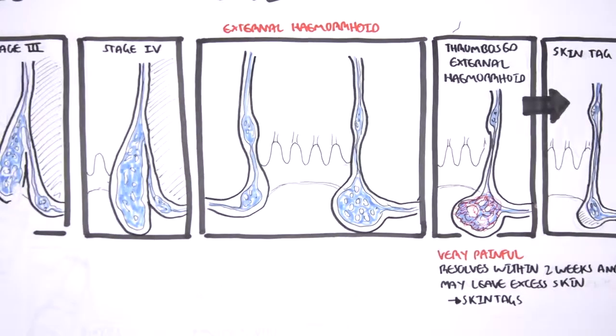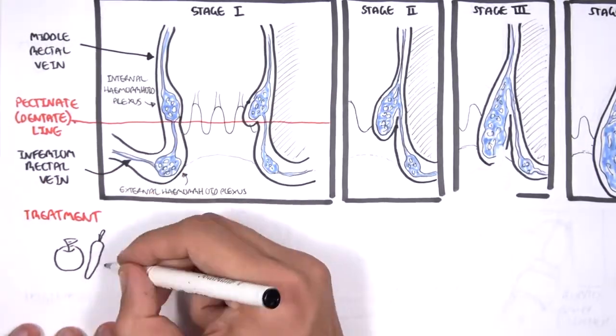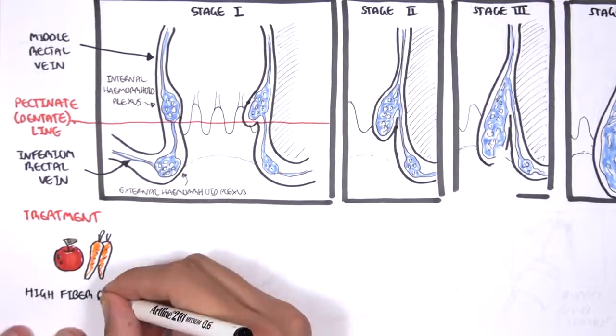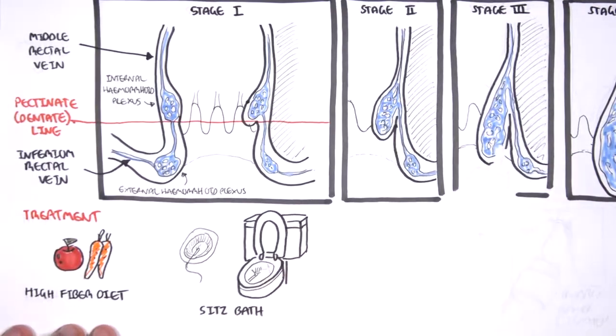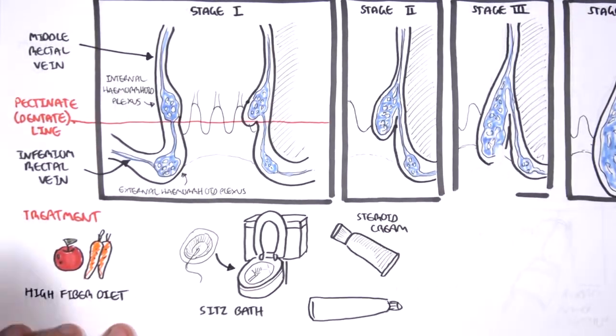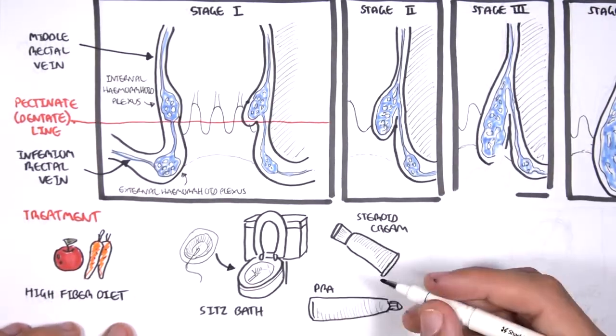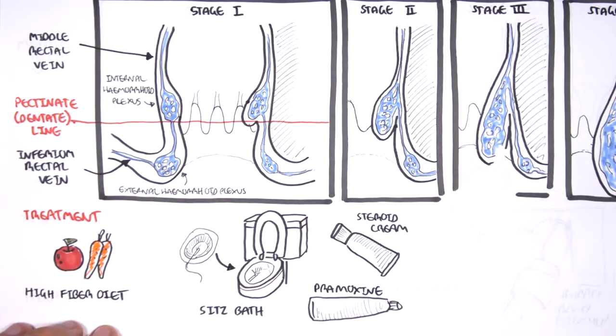So let's look at treatment now. Treatment for stage 1 and 2 internal hemorrhoids consists of high fiber diet, a sitz bath, and a sitz bath is a warm, shallow bath that cleanses the perineum, which is the space between the rectum and the genital area. Steroid creams and pramoxine can also be used. Pramoxine is an anesthetic and an antipruritic agent, so anti-itching.